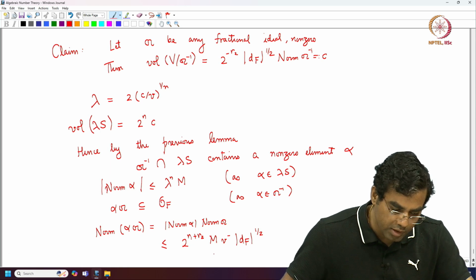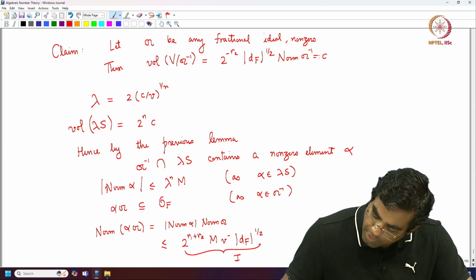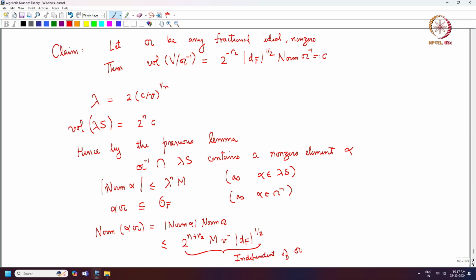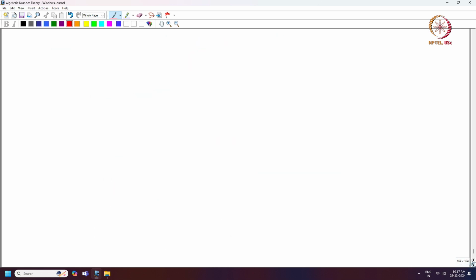Okay. And now this quantity is independent of A. Remember, M depends only on S, which we choose without any reference to A. V is the volume of S, again which is chosen without reference to A, and the discriminant is just the discriminant of F. So, this quantity is independent of A. Now, alpha A is an integral ideal in the same class as A. Hence, we have proved our result.